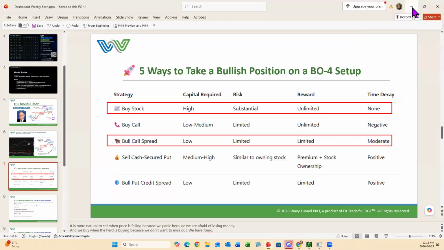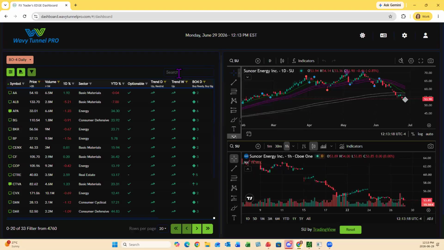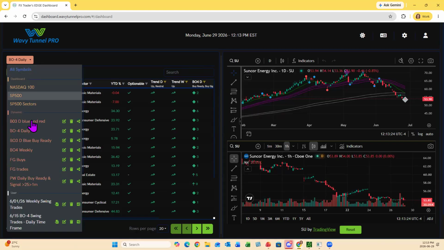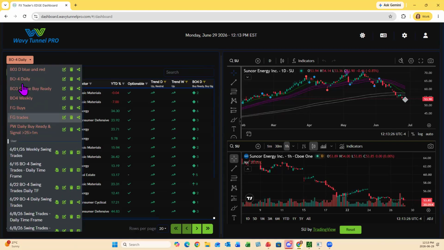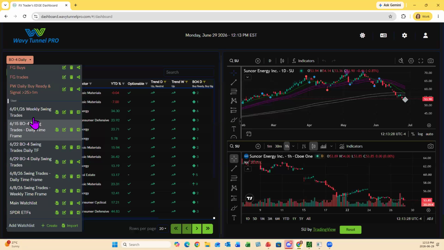All right, let's get to the dashboard scanner. So the first thing that I'm going to do is, these are all of the scans that I've set up. And then down here, I set up these watch lists. So the 629 would be from today. We're going to go through the breakout 4 setups and create a watch list. It's going to be called the 629 breakout 4 daily swing trades, and I'm going to share it with you.